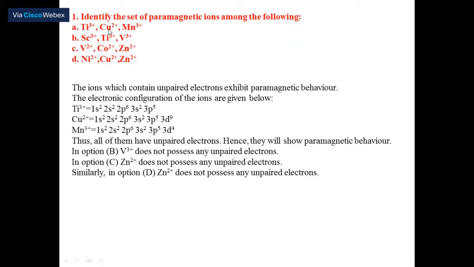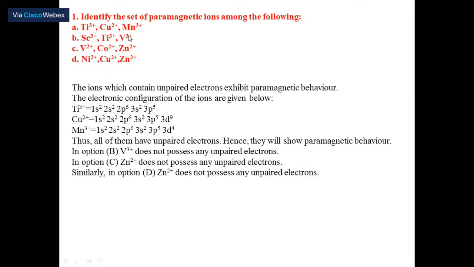Hence, you can see titanium, copper, and manganese exhibit paramagnetic nature. So let's see the other options B, C, and D. Why do they not exhibit paramagnetic nature? We'll see. Titanium 3+, here in B, is also having an unpaired electron. And scandium does not have an unpaired electron.